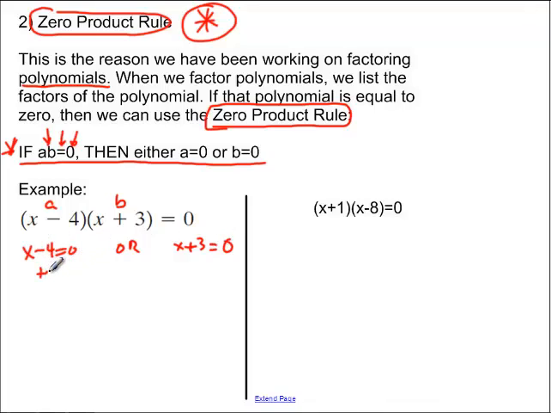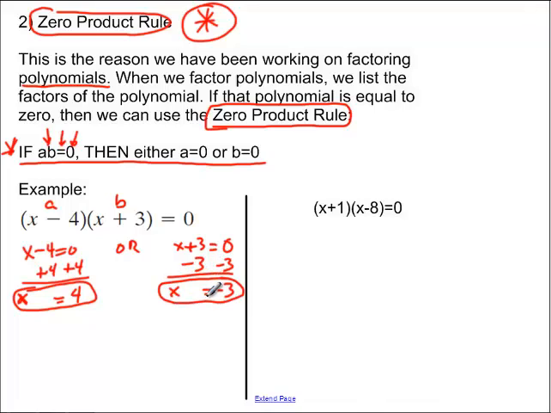We've got to add 4 over here, add 4 over here. We've got to keep both sides equal. And we get x equals 4, or subtract 3 here, subtract 3 here, just by one-step equations. Subtracting 3 from each side, and we've got x equals 4 or x equals negative 3.